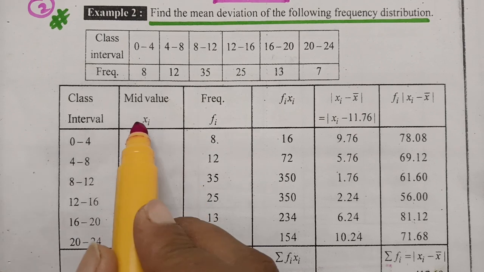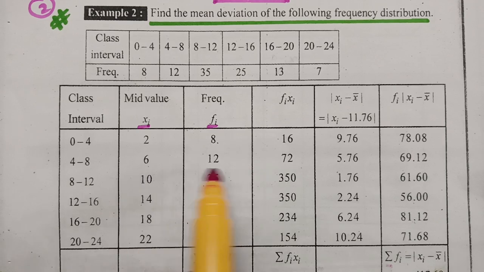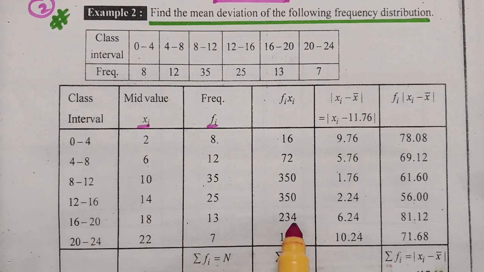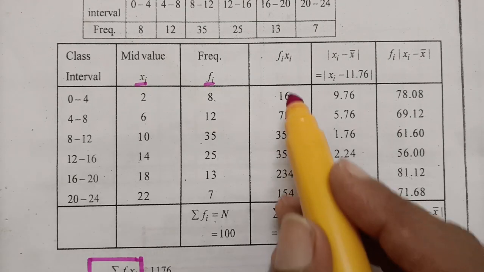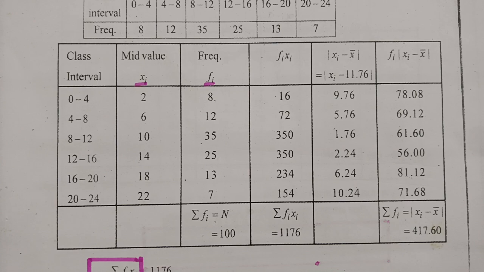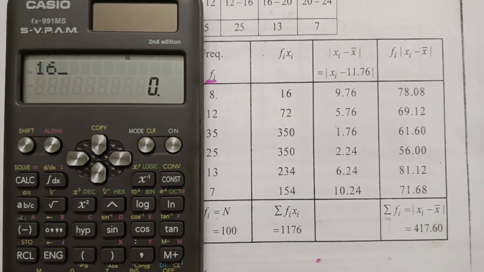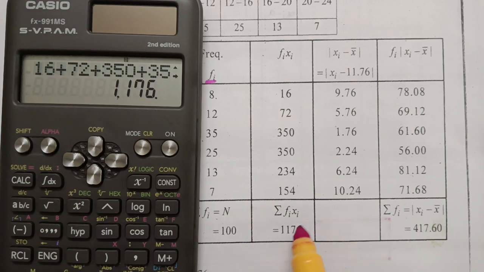And now we have to multiply these two, fi into xi. If you multiply, 2 into 8 is 16, 6 into 12, 10 into 35, 14 into 25, 18 into 13, and 22 into 7. These are all the multiplied values, and now we have to make a summation for this. So see here how I'll add. This will be 16 plus 72 plus 350 plus 350 plus 234 plus 154. The value here is 1176.